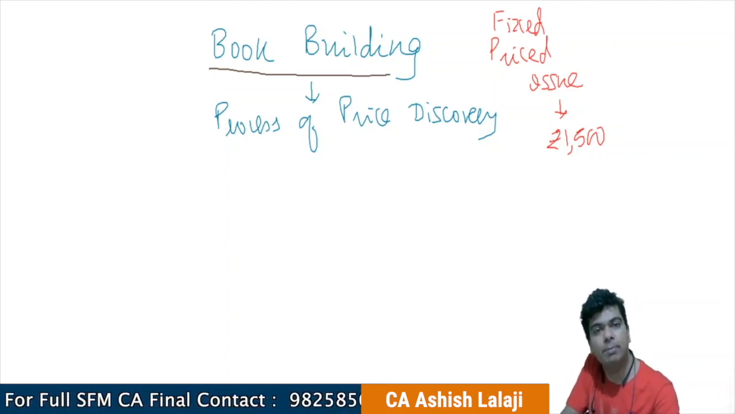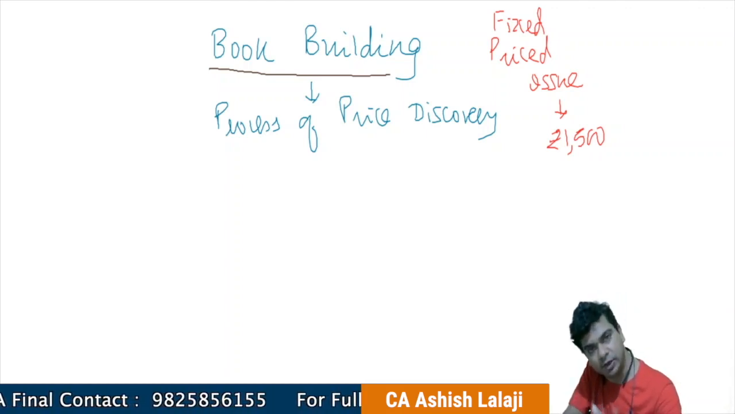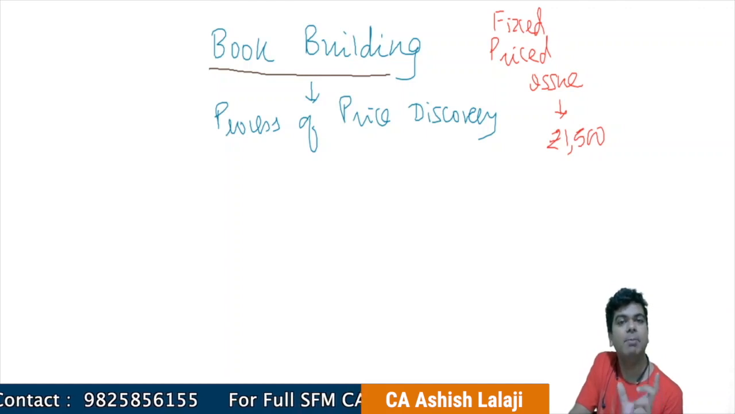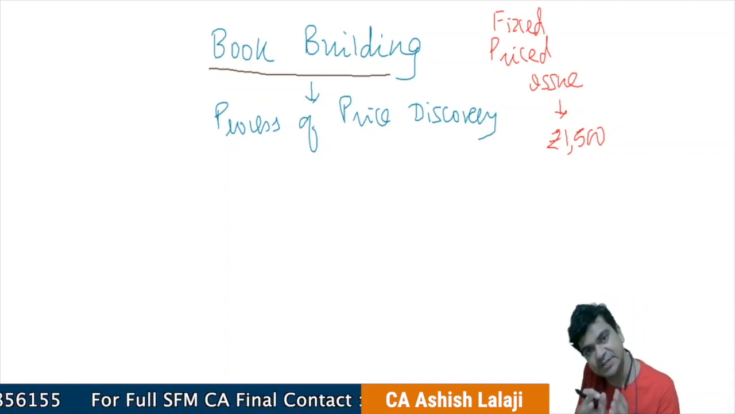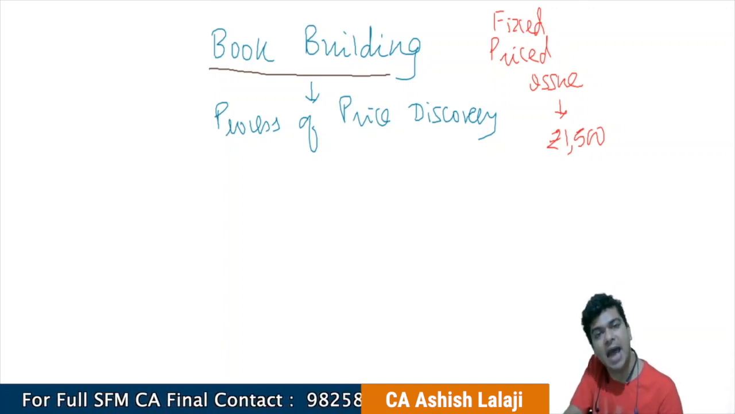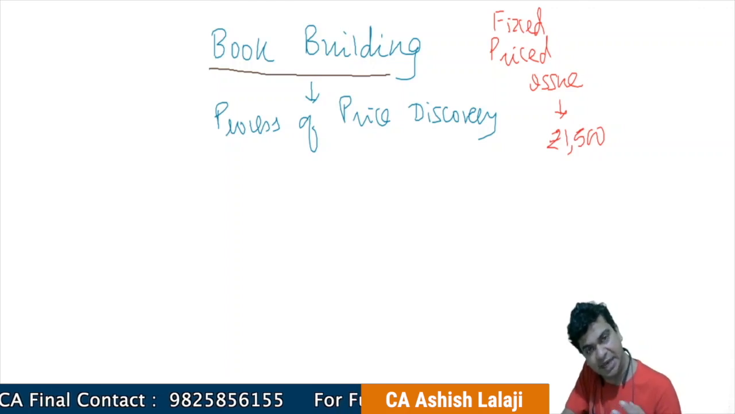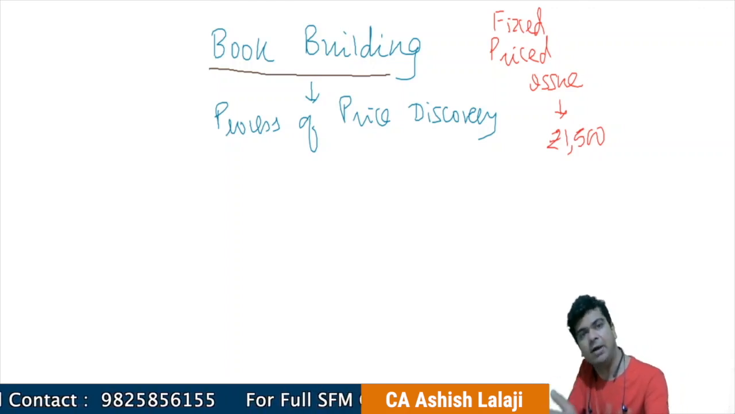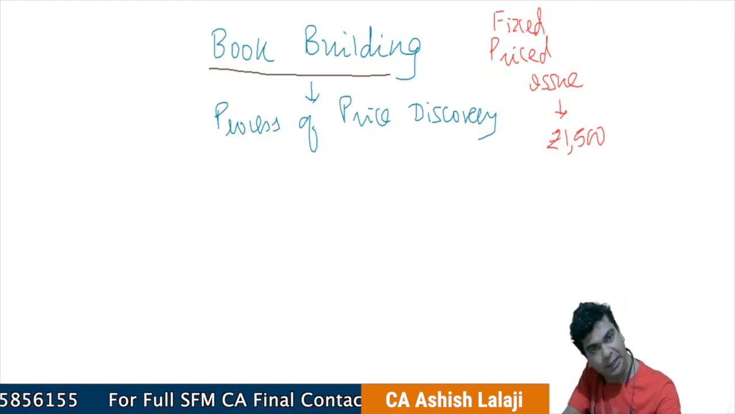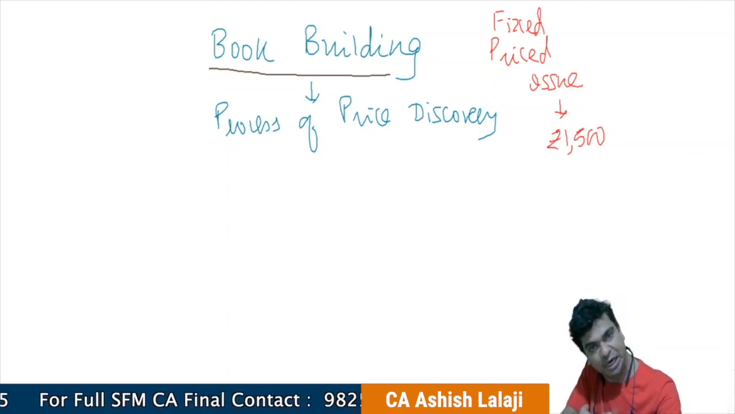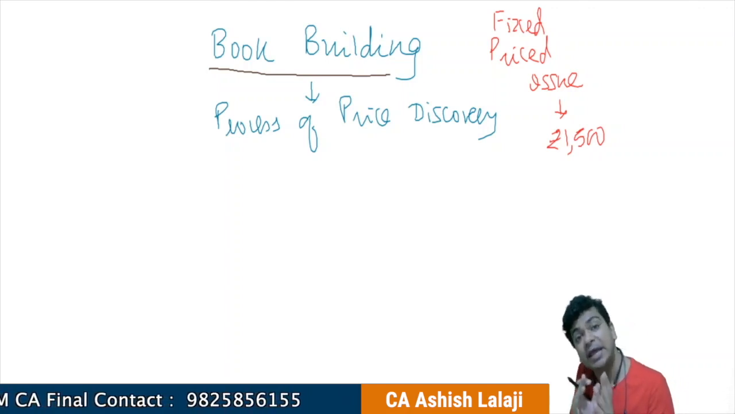So in a book building process, you get price discovery. There will be a price band. If the demand for your shares is less, then investors will bid at a lower price. If the demand for your shares is on a higher side, investors will bid at a higher price. And accordingly, you will be able to measure the best price at which the shares can be offered. As I said, it is a price band.